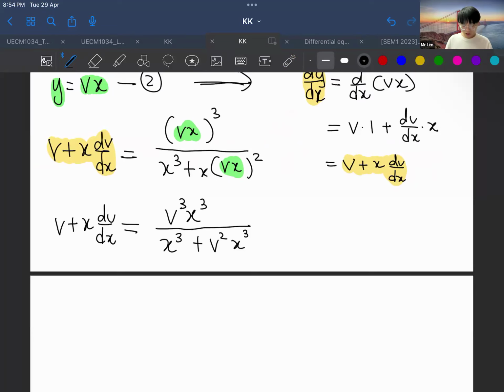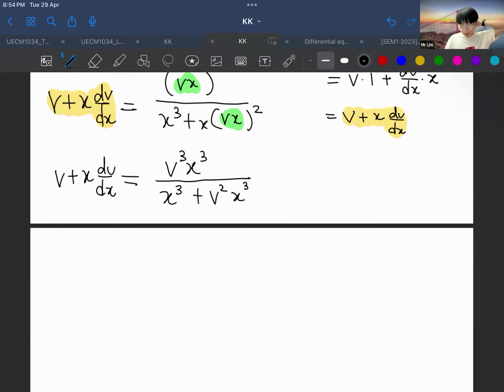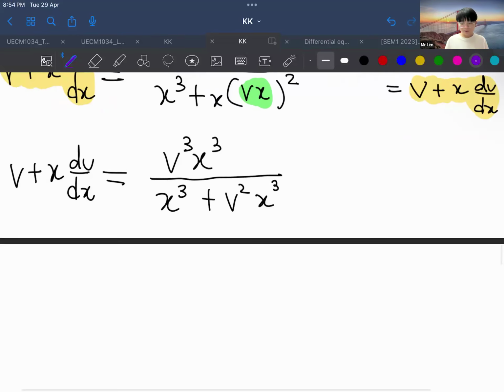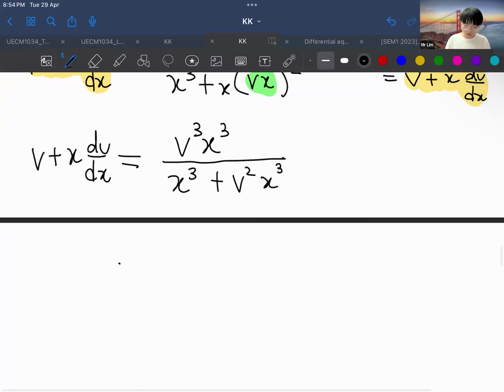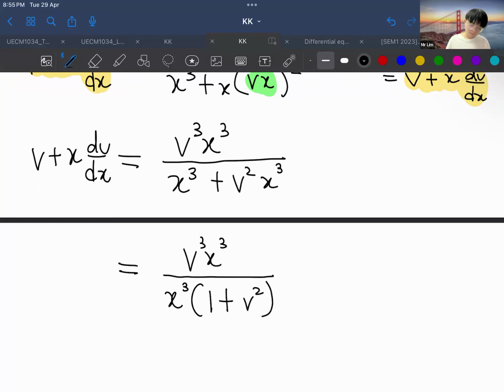Next, I'm going to do this step also. If you look at the fractions, both numerator and denominator have an x cubed, so I can take out the common factor x cubed. Numerator, no problem. For the denominator, I take out an x cubed, so I will be left with 1 plus v squared. Am I right? So here, v plus x dv dx.